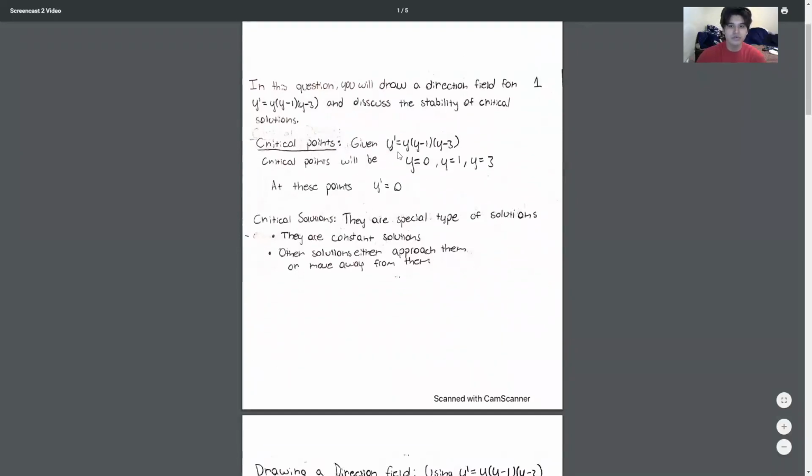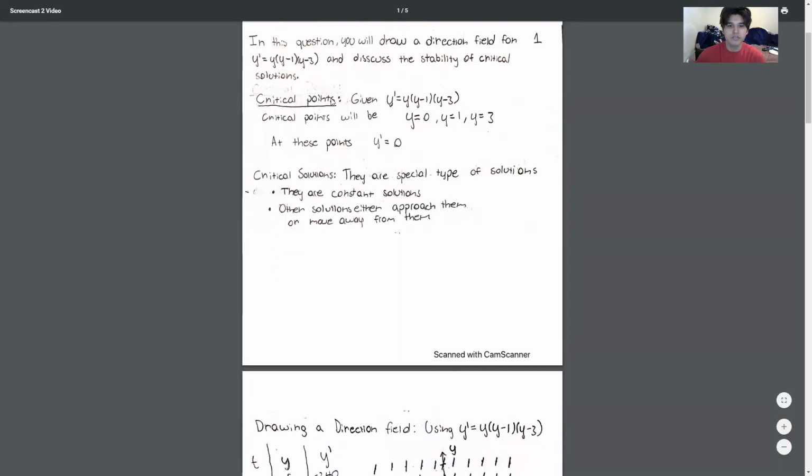Critical points are whenever the derivative is equal to 0. So for the given values of y equals 0, y equals 1, and y equals 3, we plug in these values for y. We find that y prime is equal to 0. And what's important about these critical points is that they indicate critical solutions.